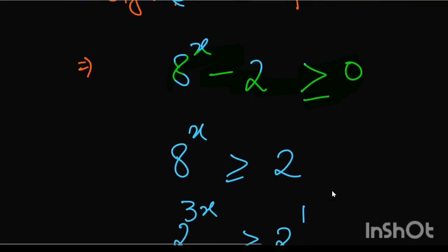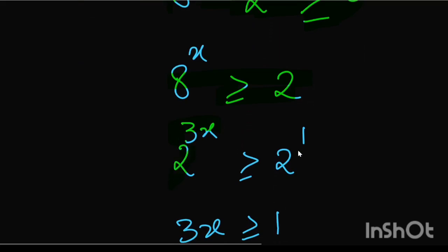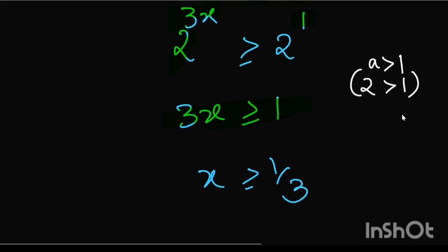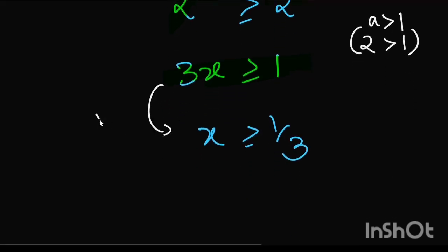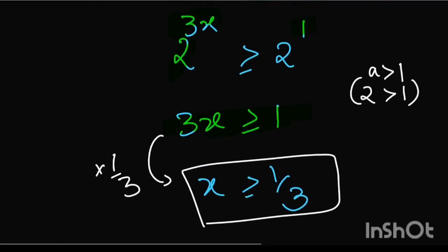So taking 2 on the right hand side and expressing 8 as 2 cube, so 2 to the power 1, since 2 is greater than 1, directly 3x is greater than or equal to 1. Okay, since a is greater than 1, multiplying by 1 by 3, x is greater than or equal to 1 by 3 is the answer, guys.